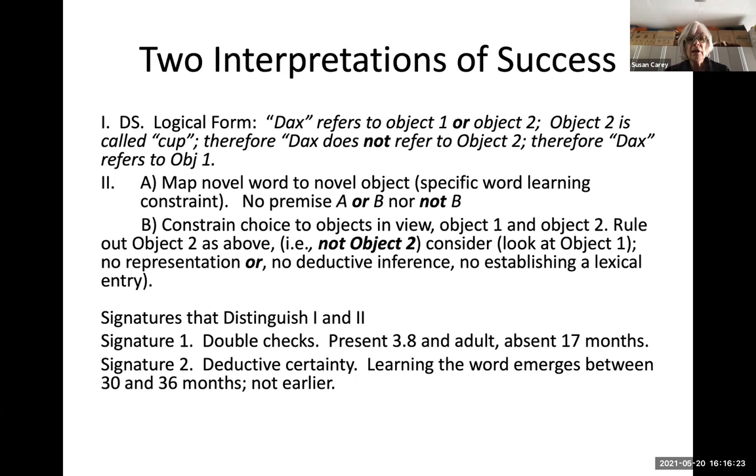But there is an alternative, a specific word learning constraint. Perhaps there's just a preference to map novel words to novel objects. So if that's what's underlying success here, there's no premise A or B, and there's no exclusion inference, not B.